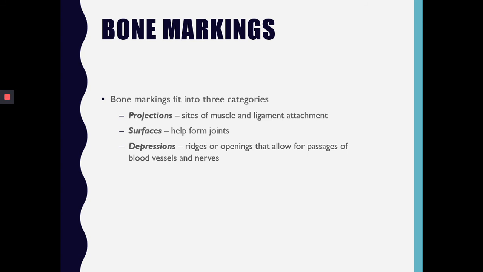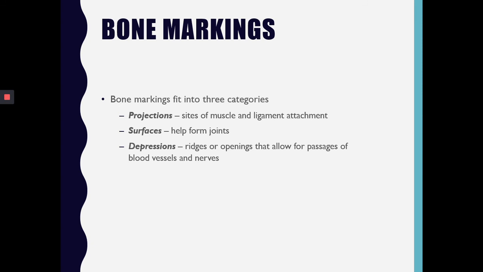You also have surfaces which help form joints. So again, these are going to be areas like the head or the facet or the condyle. These are going to be really, really specially shaped areas that allow bones to kind of fit together in really, really unique ways, again allowing joints to form, which of course provide us with various degrees of movement.